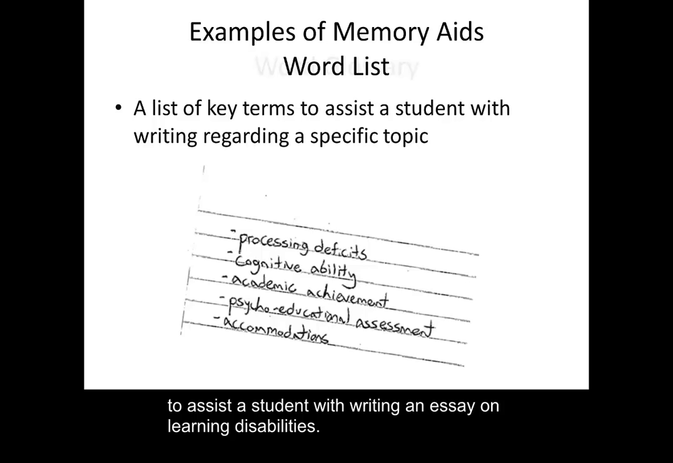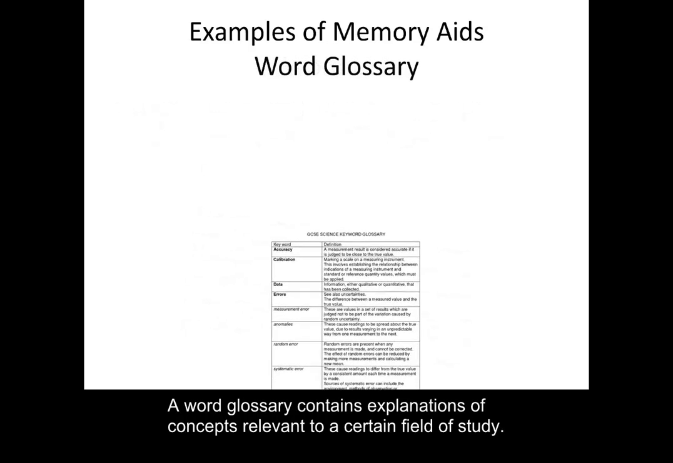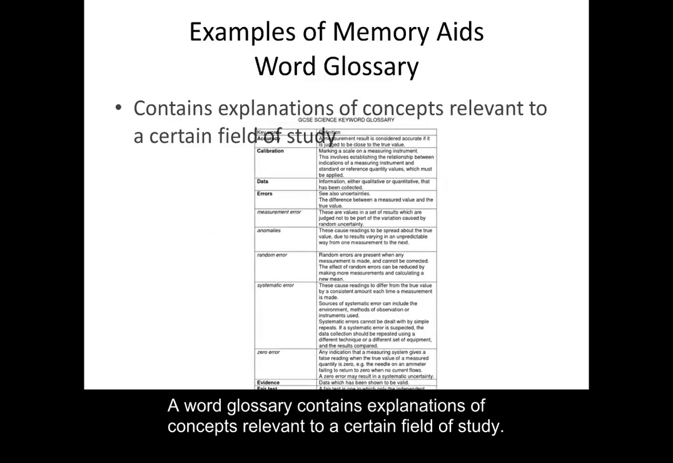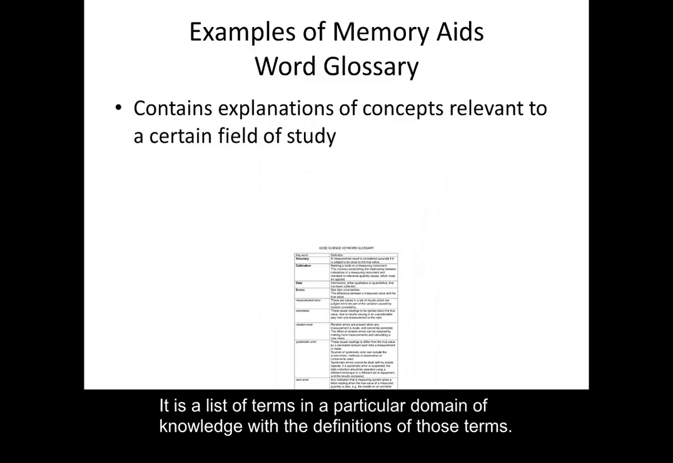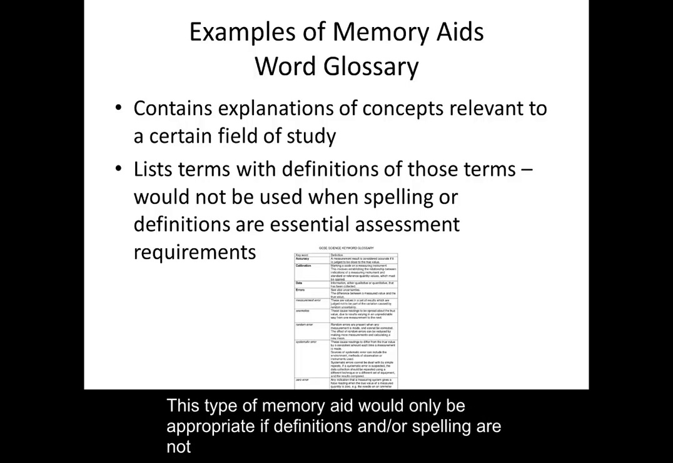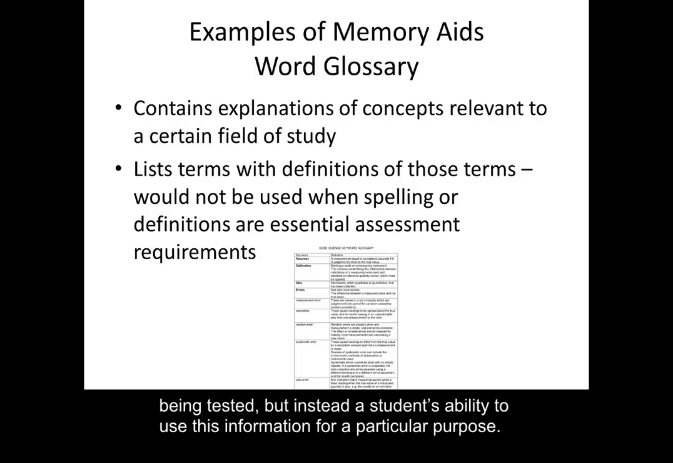learning disabilities. A word glossary contains explanations of concepts relevant to a certain field of study. It is a list of terms in a particular domain of knowledge with the definitions of those terms. This type of memory aid would only be appropriate if definitions and/or spelling are not being tested, but instead a student's ability to use this information for a particular purpose.